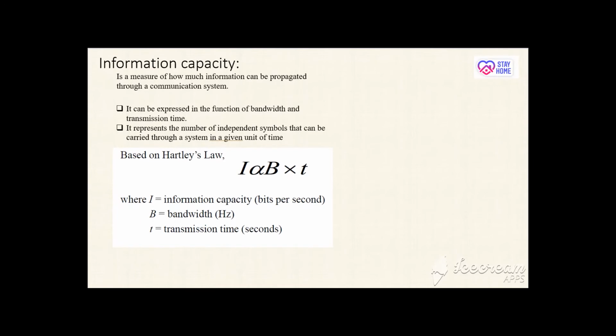And finally, we have the last subtopic of part 1, chapter 1. We have information capacity. Information capacity is a measure of how much information can be propagated through a communication system. So if we have a sender, a receiver, and a channel, how much information will pass?